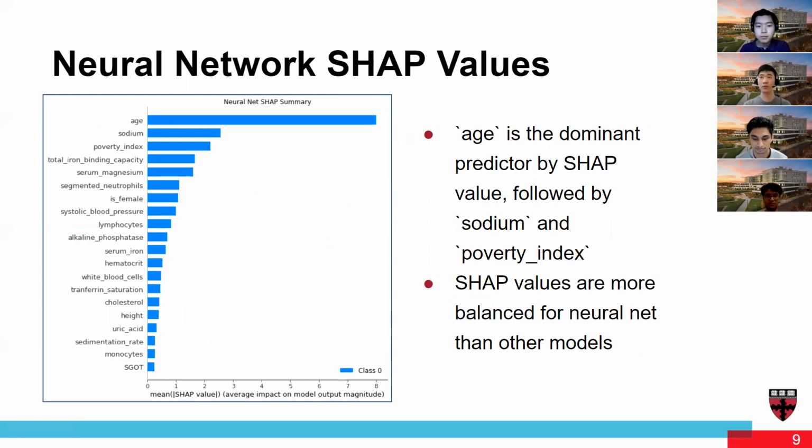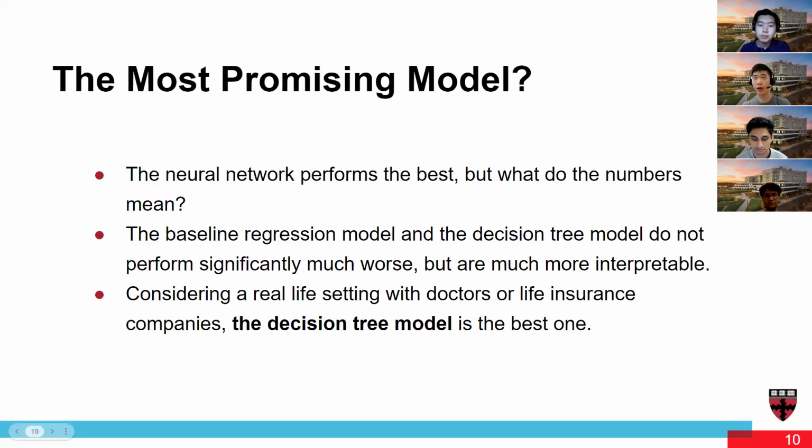And so now if we consider what is the most promising model we have, well, the neural network performs the best in terms of the test MSE, but we want to look beyond that and consider interpretability for real world use. Since if we're giving this to doctors or life insurance companies, we believe that the decision tree model would be the best since it is more interpretable and it doesn't sacrifice much in terms of performance.